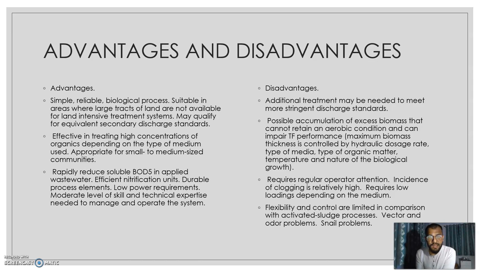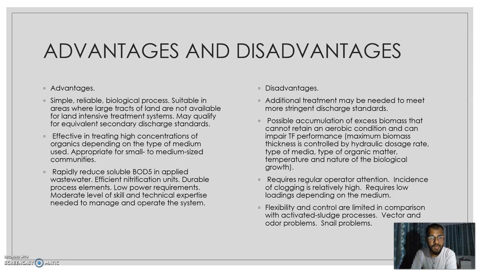But there is nothing in this universe which doesn't have its disadvantages. So let's see the disadvantages of the trickling filters. Additional treatment may be needed to meet more stringent discharge standards. There is possible accumulation of excessive biomass that cannot retain an aerobic condition and can impair trickling filter performance. Maximum biomass thickness is controlled by hydraulic dosage rate, type of media, type of organic matter, temperature, and nature of the biological growth. It also requires regular operator attention.